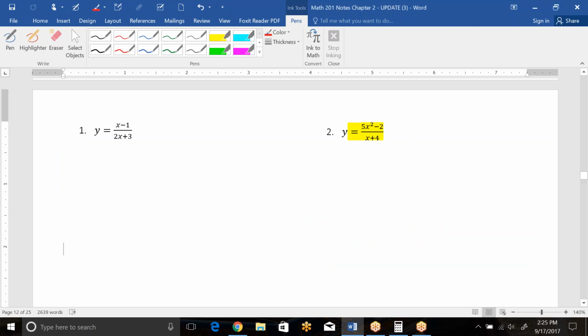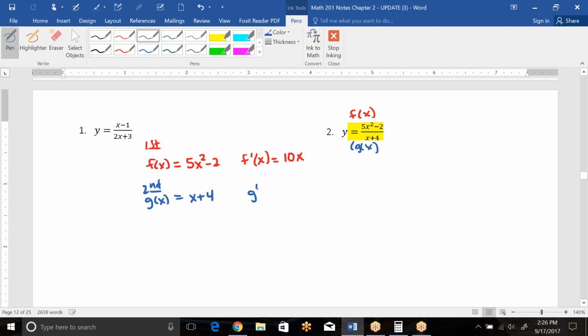So starting with number 2. I'm going to let f of x be my top function, and g of x is going to be my bottom function. Then I'm going to start my work over here. So f of x is going to be our first function. It is 5x squared minus 2. The derivative of that, we pull the 2 to the front, multiply it by the 5, that would be 10. Then we lose a power, and then you can't take the derivative of the constant, that would just be 0. The second function, you have x plus 4, and the derivative of that would just be 1. Anytime you have just x to the first power, the derivative is always the coefficient in front of it. So this one's not too bad.